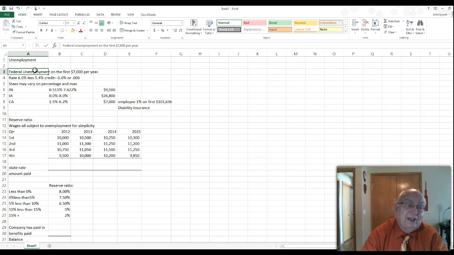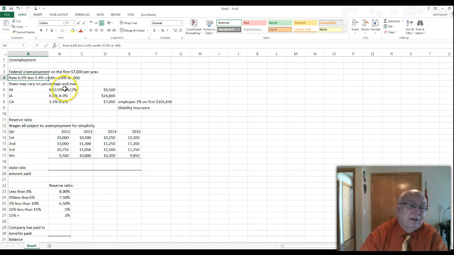And the gross rate is actually 6%, but if the state has an approved unemployment program, the employer gets a 5.4% credit as long as they're paying into the state. So the actual rate that they have to pay for federal is 0.6%, or 0.006. Now remember, there's a federal unemployment rate and then there's a state unemployment rate. So you have to pay both of them in.